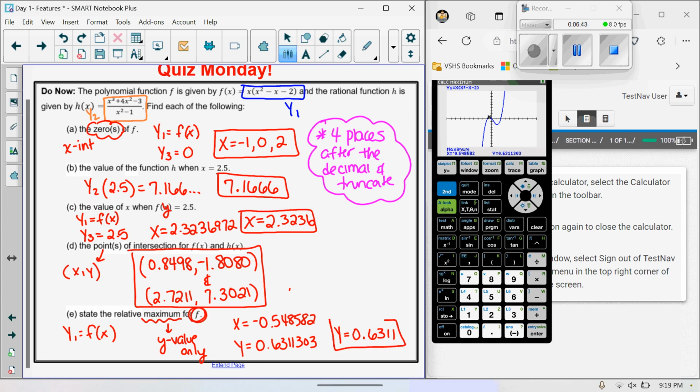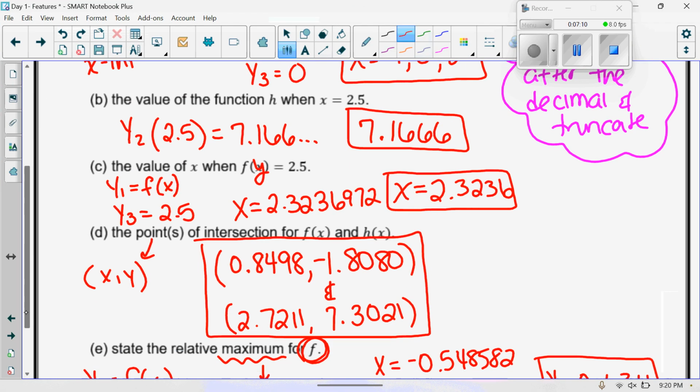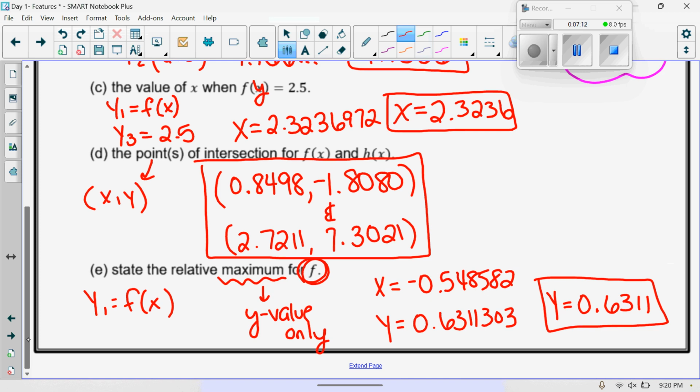So that means my maximum is 0.6311. Now, the reason I copied down both the x and the y, there are no other follow-up questions. But if they were to ask me increasing interval or a decreasing interval, intervals are always x values. So I need the location of the maximum or the location of the minimum. So that's why it's good to always mark everything up and make sure you have everything copied down. Remember, 4 decimal places after the decimal. Truncating, here are all of your values.